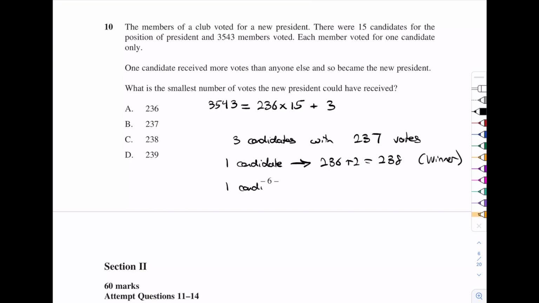Then I'll have another candidate who got 236 plus 1, because after we gave 2 away, there's still another one to give away. That's 237. And then the remaining 13 candidates, they're going to each have 236 votes. Okay, and so the minimum number that's required is like saying, how can we spread it out as evenly as possible while still having a winner? And in doing that, the winner would have 238 votes. So option C is our answer there. And that's the end of the multiple choice.